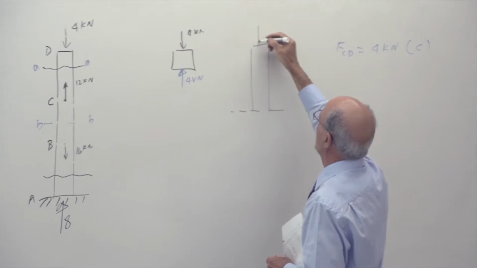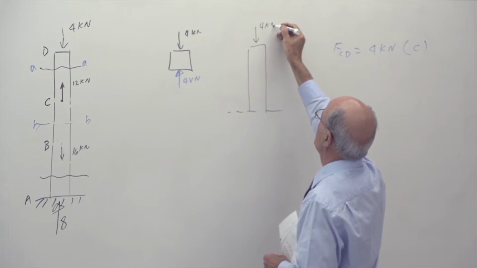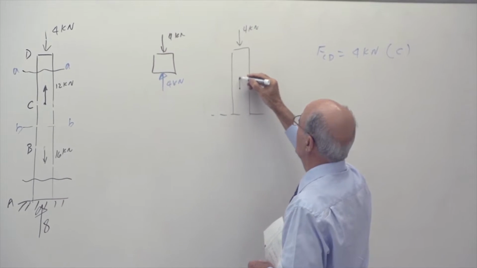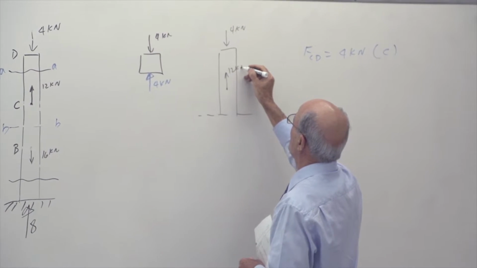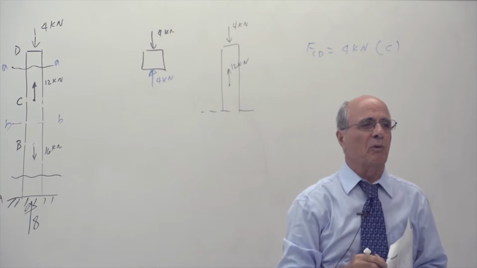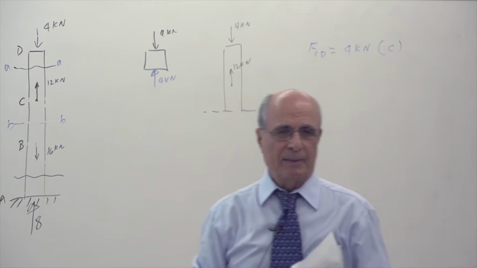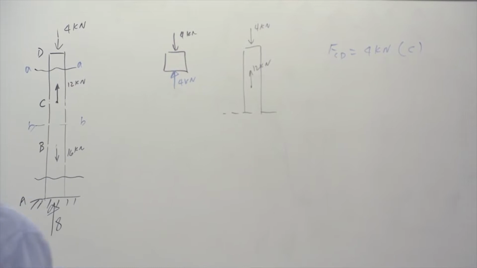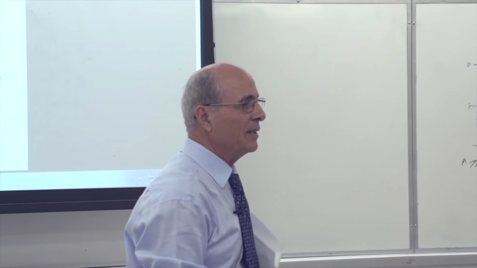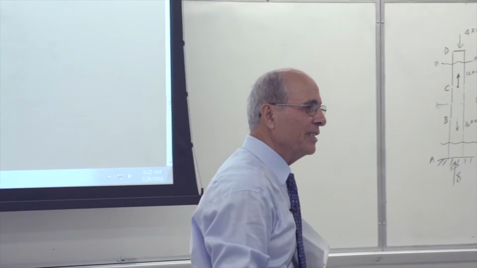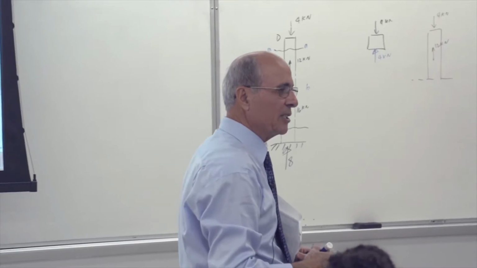Now how much force do I have here? 4 kilonewton. How much force do I have here? 12. So what should be my internal force here statically? The balance, yes? How much is the balance? 8. Is it going up or down? Down. Therefore, it is in tension. It's pulling it. Is that correct or not?